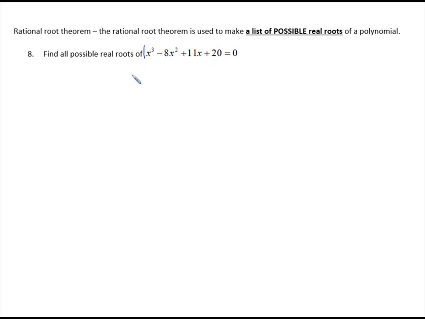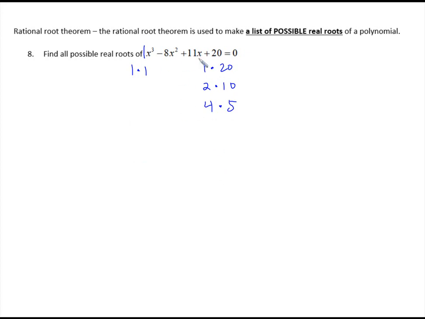Now, what are the factors of 1? What are the ways to get 1? It's just 1 times 1. That's the only way to get 1. What are the factors of 20? Well, we've got 1 times 20. We've got 2 times 10, and also 4 times 5. These are all the factors of 20.